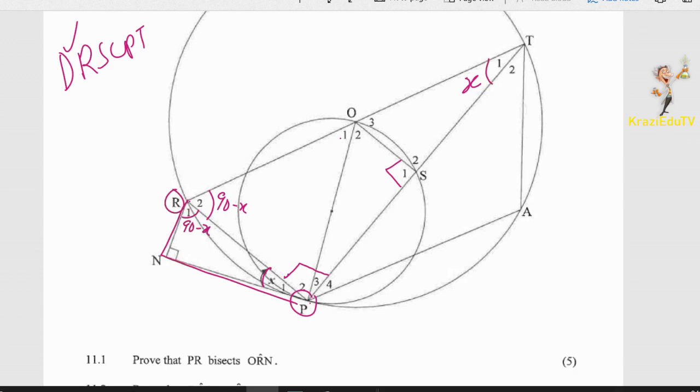The examiner wants us to prove that PR bisects angle ORN. Let's see. PR bisects what? OR. Oh, we actually did. We are done. Because if it bisects, that means it cuts that whole angle into two equal parts. So 90 minus X and 90 minus X. Done. If you missed it, please pause and rewind so that you can get it. I don't want this video to be too long. And that's 5 marks there.